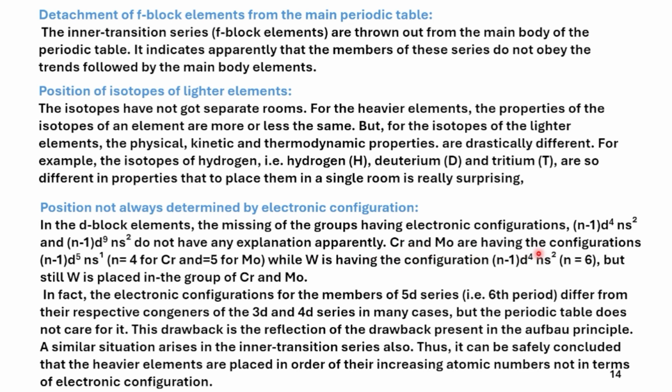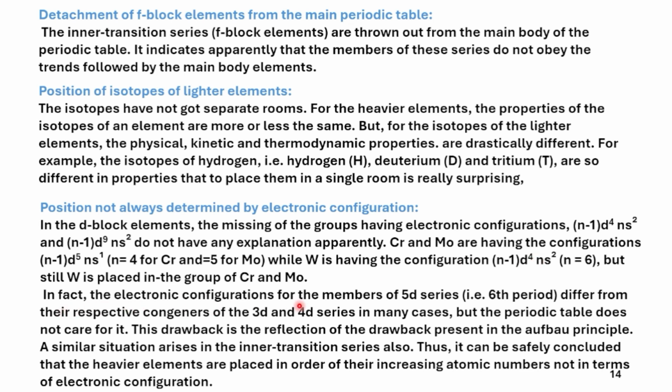Chromium and molybdenum are having the configuration (n-1)d5 ns1, as I was saying, half filled. Here d is half filled, while tungsten is having the configuration (n-1)d4 ns2. But still tungsten is placed in the group of chromium and molybdenum. So there is some discrepancy. Chromium and molybdenum follow this half filled and full filled concept, but tungsten is comfortable in having this d4 configuration without seeking the half filled d. So there is some discrepancy in the same group, but still chromium, molybdenum and tungsten are in the same group.